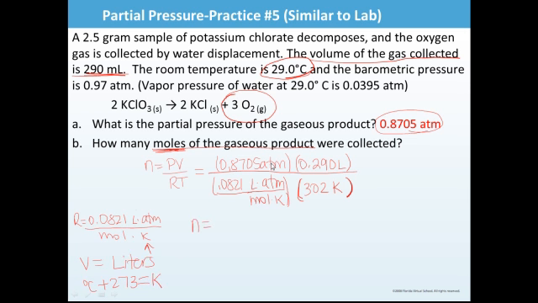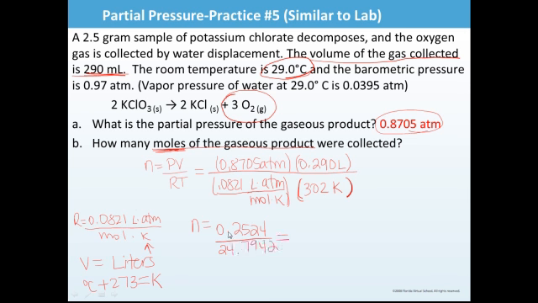Alright, now I'm going to go ahead and multiply the top. When I multiply the top, I get 0.2524. When I multiply 0.0821 and 302, so I'm just going to multiply the two numbers on the bottom, I get 24.7942.